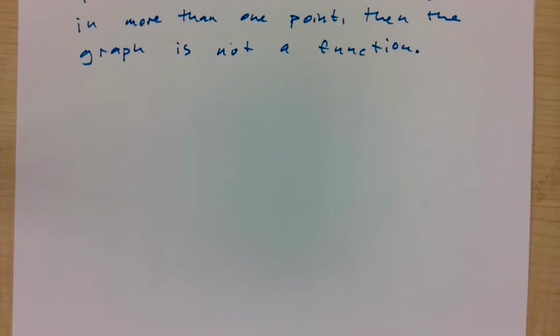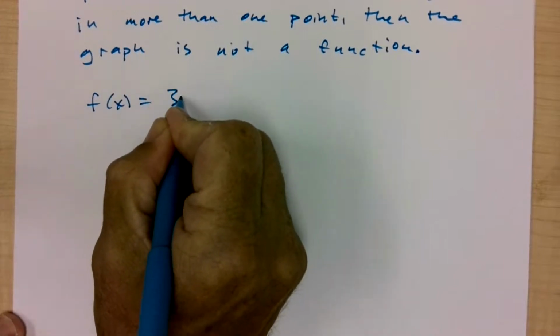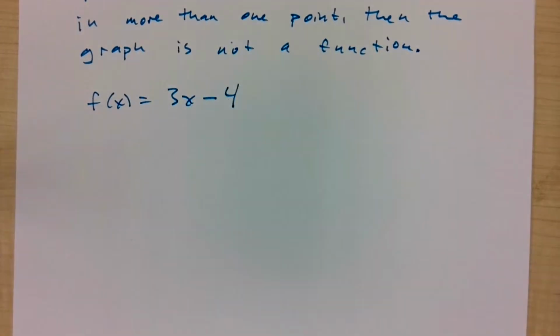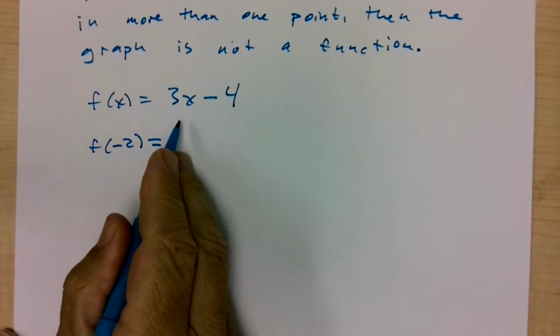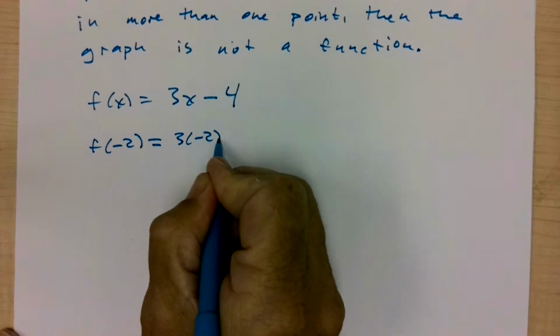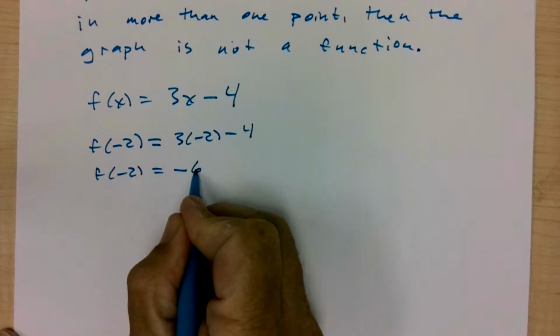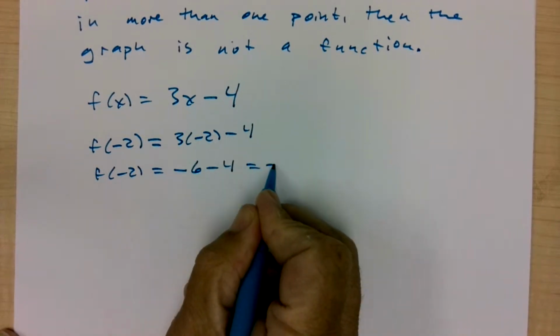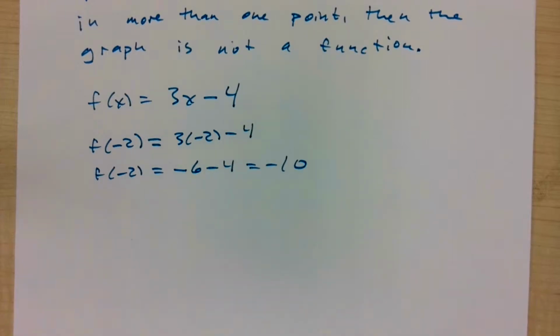So let's take a look at some functions. Let's get used to the notation that we have. If I have f of x is 3x minus 4, what this is doing is telling me to take your number, multiply it by 3, and then subtract 4. So if I want to take a look at f of negative 2, wherever I have the x, replace it with negative 2. 3 times negative 2 minus 4. So f of negative 2 is negative 6 minus 4, negative 6 plus negative 4, negative 10. A single answer for a given question.